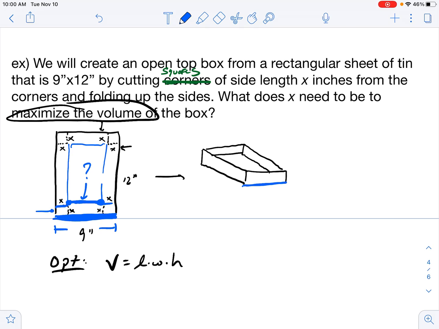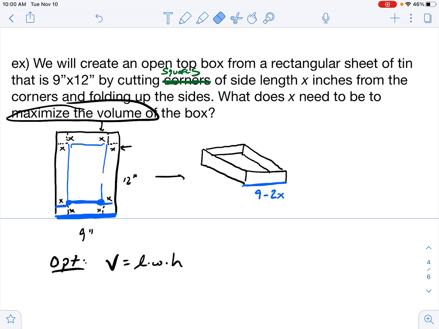Well, think about it. It was originally 9 inches long, and I'm folding in x inches on that side, and I'm folding in x inches on that side. Basically, I have 9 inches, and I'm losing 2x inches from both sides when I fold up the sides. Okay, and again, you might need to think about that a little bit.